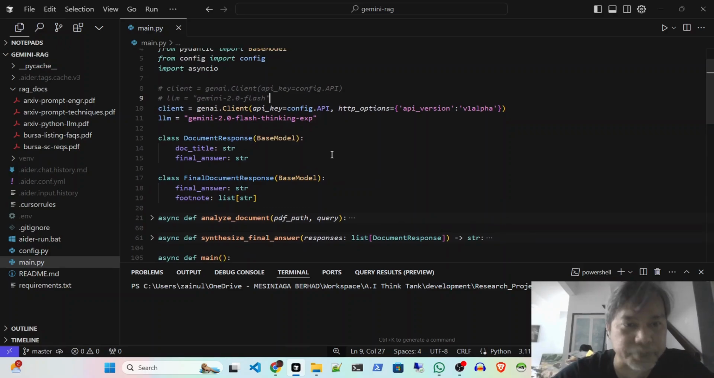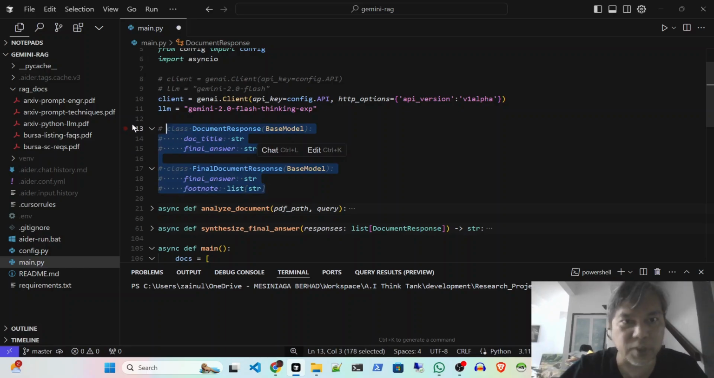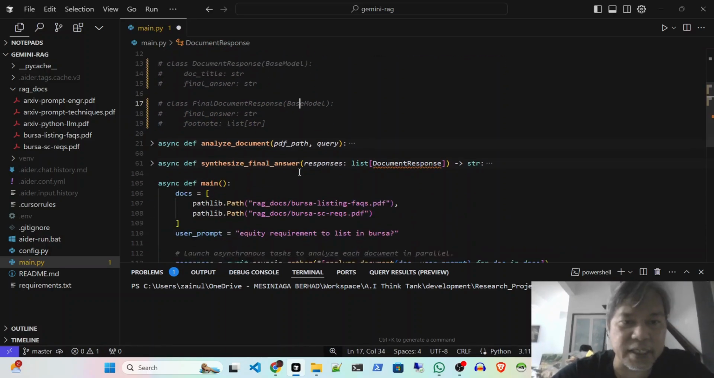Okay, forget about this, because last time I was using Gemini 2.0 Flash, which supports JSON mode as an output format. But since I switched to a thinking model, it doesn't allow for JSON mode. So these two are actually not used right now. Let me just comment them out. So let's look at the code.